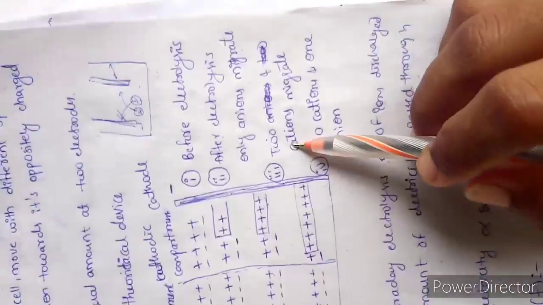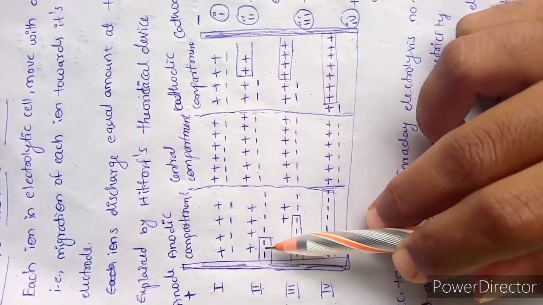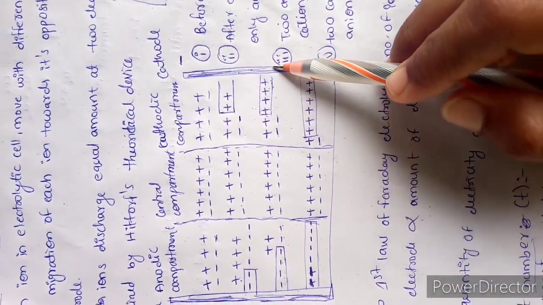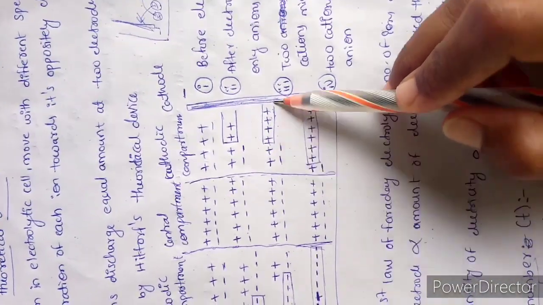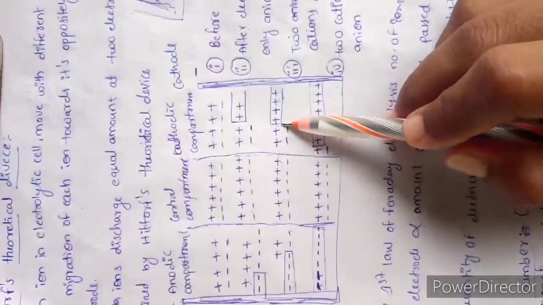In the third case, only 2 cations are migrated. Here 4 cations are there. In the third case, if 2 cations are migrated towards the oppositely charged electrode, then here 4 anions and here also 4 cations. The total number of ions will be equal.